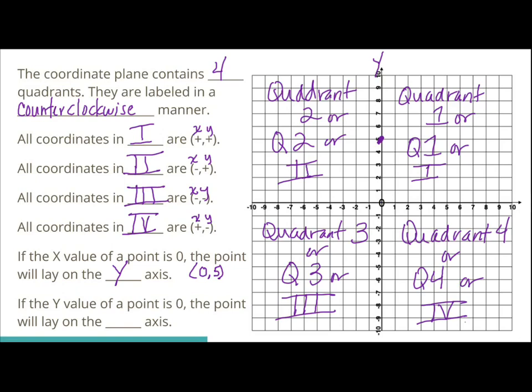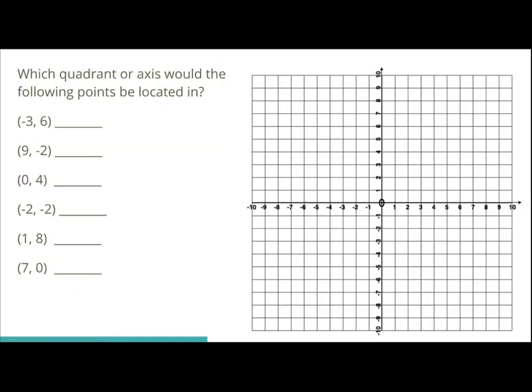On the other hand, let's say we have a 5 as our x and a 0 as our y. What happens this time? So I'm going to start at the origin. I'm going to move over to my 5 for my x value, and then my y is 0, so I don't move up or down at all. So that means that this is on my x-axis. So if the x is 0, the point's on the y. If the y is 0, the point's on the x.